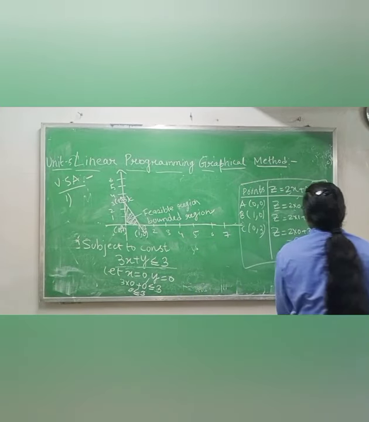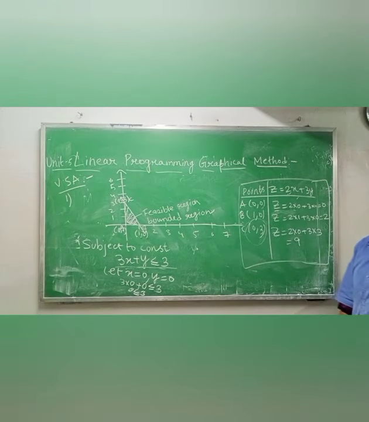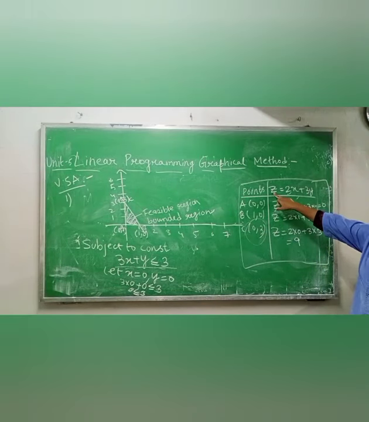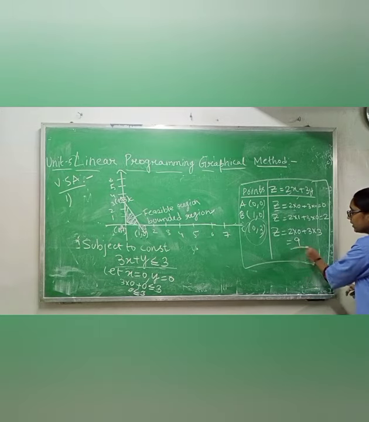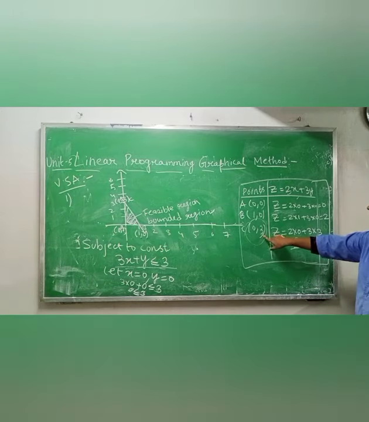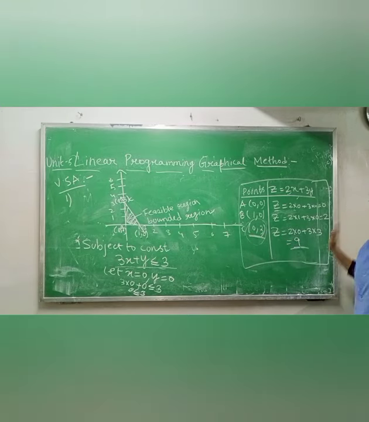So what is the optimal solution? The optimal solution is the point in which we are getting the maximum value. See, what is the maximum value of Z? The maximum value of Z is 9, because we are getting 3 values for Z: 0, 2, 9. Which one is the maximum value of Z? 9. So what you will write? Maximum value of Z is 9. And what is the optimal solution? In which point are we getting 9?